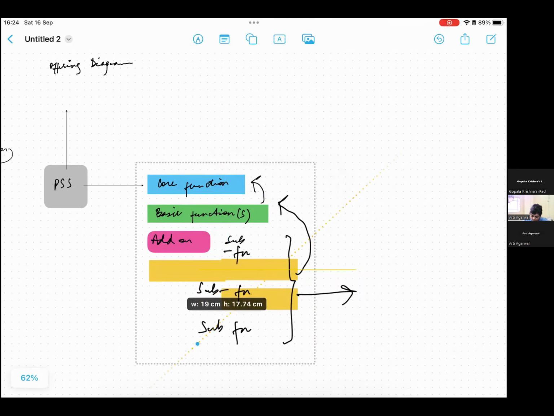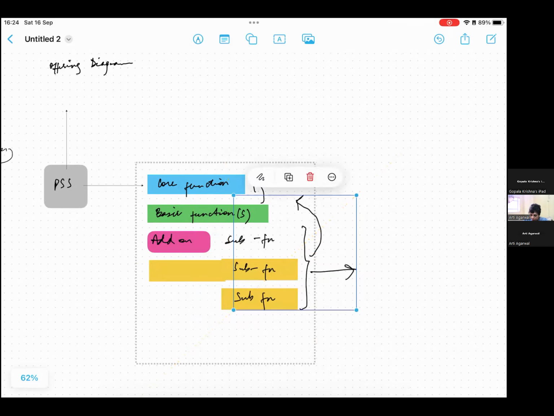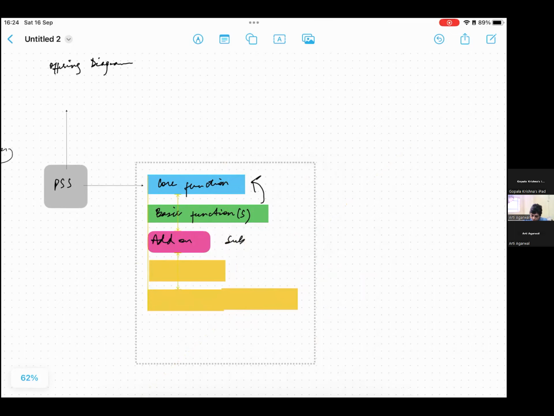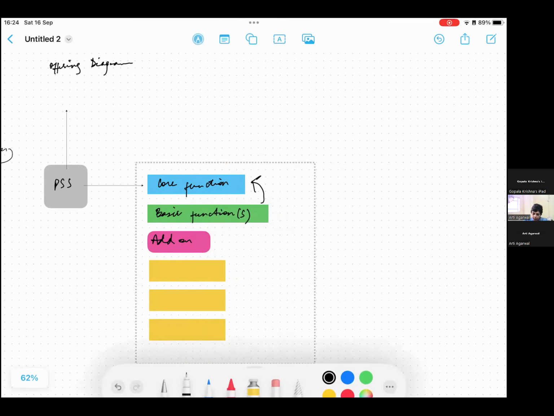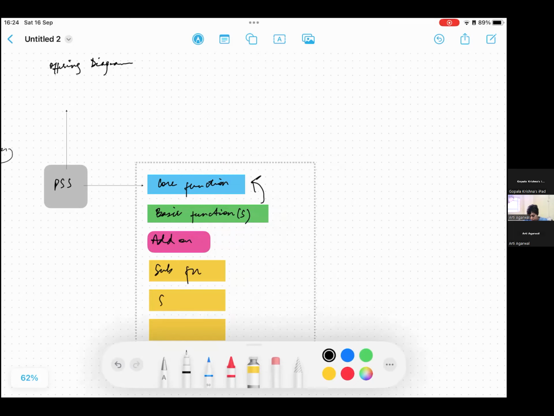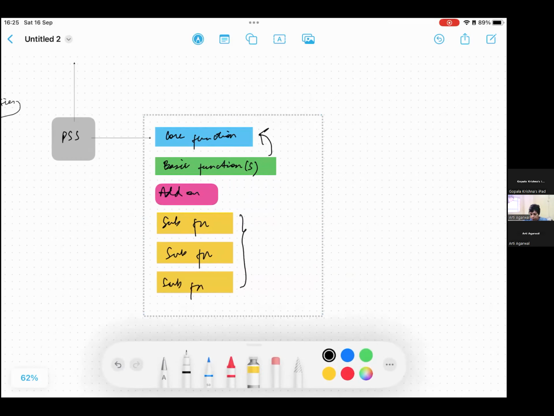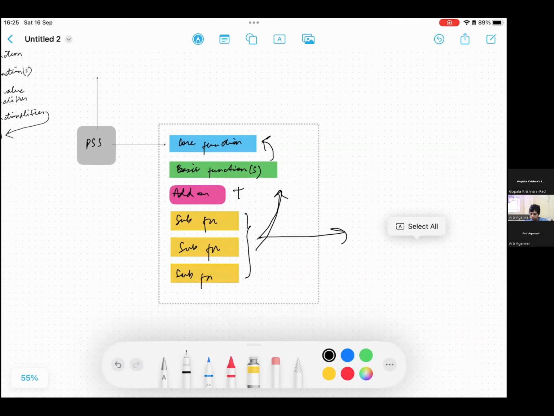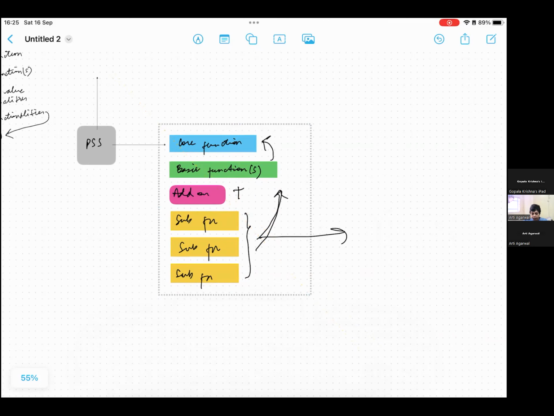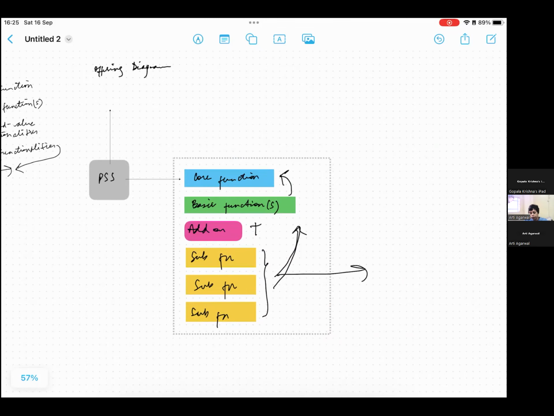It's not getting selected, so I'm just deleting it. I can just do this again. So we put these down below because it enables everything. That's why you put it down after the add-ons. So these sub functions enable all of this and how it goes out into the market. The add-on is just a plus to these core and basic functionalities. So this is a conceptual view of what your PSS contains. This is one set of core functions, basic functions, add-ons, and sub-functions for the PSS.